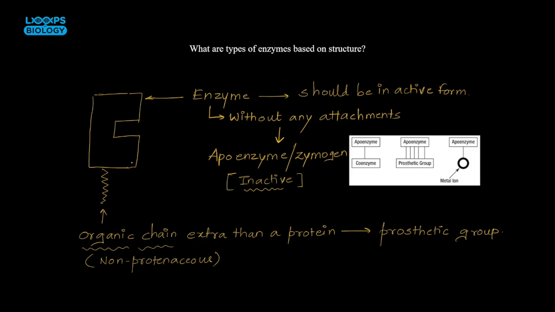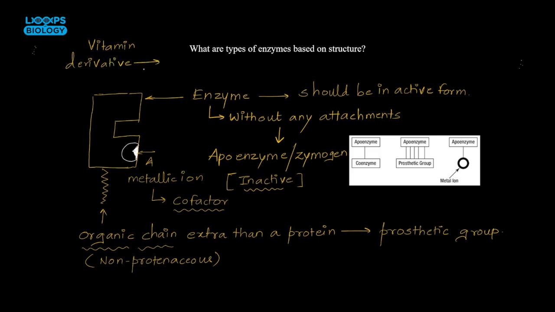Alongside, there has to be some site. Suppose I consider one enzyme which has this kind of site. In this site there has to be an attachment of something. A metallic molecule or metallic ion gets attached. This metallic ion is called my cofactor. And there are some vitamin derivatives, meaning structures formed from vitamins. That vitamin derivative is called a coenzyme.